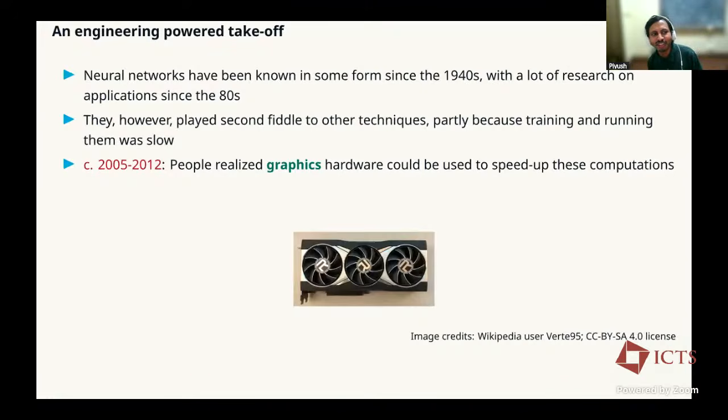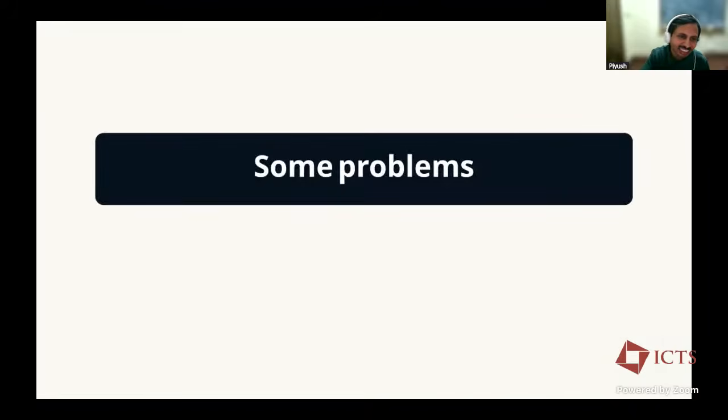Between 2005 and 2012, people realized that graphics hardware could be used to speed up these computations, and this was the takeoff. Many things happened at this point. Larger and larger networks started being trained, and they did well on many competitions and many things. Then came AlphaGo, AlphaFold, and slowly it started becoming the tail wagging the dog. Earlier, graphics hardware was being used for this. Now GPUs are mostly used for neural networks, and on the side also for graphics.